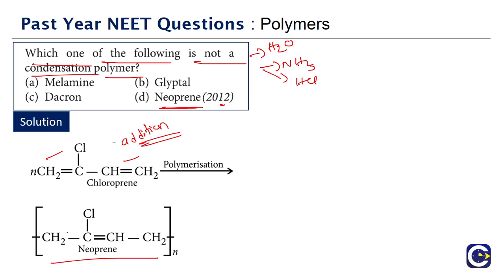So you can see here the monomer unit will have two double bonds. One is between carbon 1, carbon 2, other is between carbon 3, carbon 4. Neoprene will have, in the repeating unit, a double bond between carbon 2 and carbon 3. Okay, so what is the answer for this? Because neoprene is an addition polymer, it is not a condensation. The others, melamine formaldehyde resin, glyptal, dacron, all these are examples of the condensation polymers.